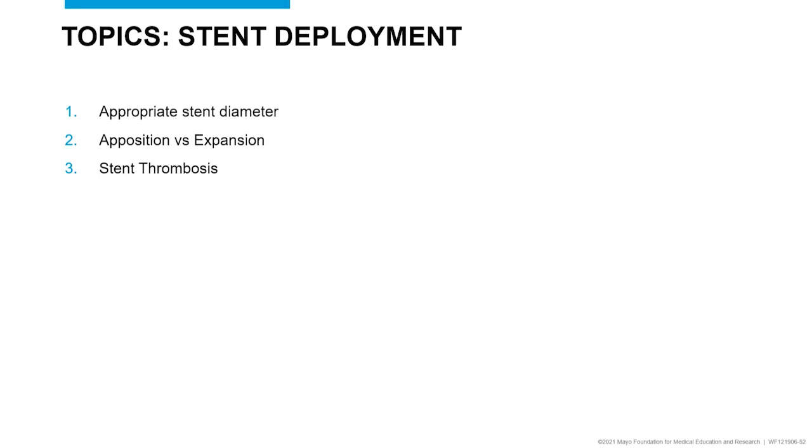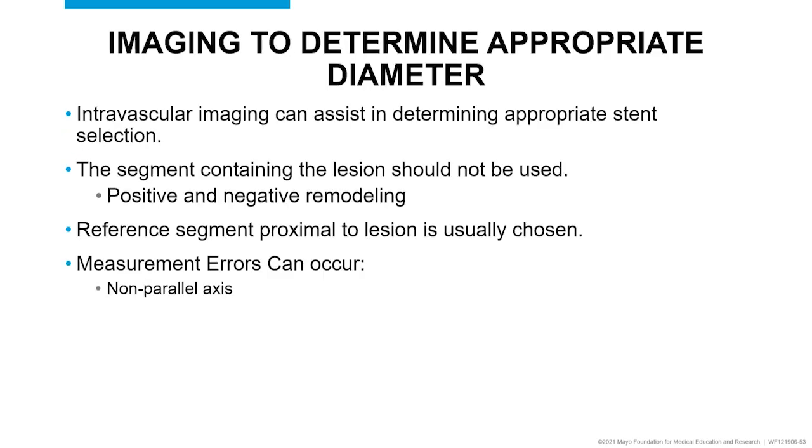You can also use it to guide intervention, and I think these days that's probably the predominant usage of these modalities in a cath lab. You can use it to determine the appropriate stent diameter. If you're not certain based on the angiogram, you could look at stent apposition and expansion. And you can also use it to determine what caused stent thrombosis, or also in cases of restenosis, it can be a very helpful tool.